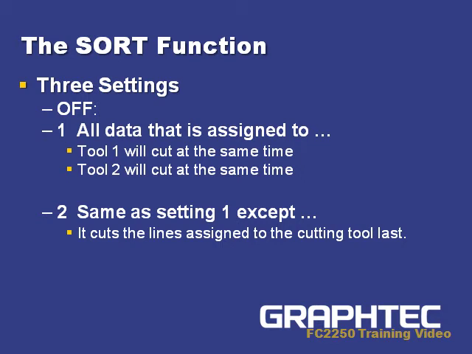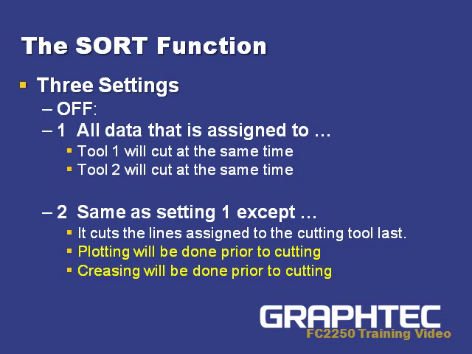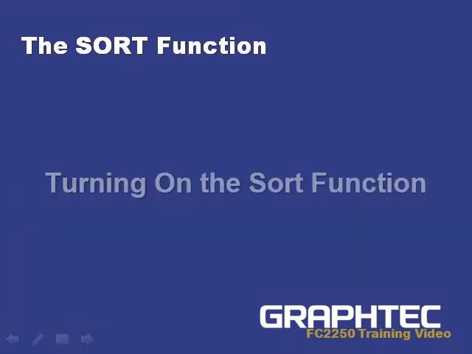So for instance, if you had a pen tool in tool number 1 and a cutting tool in tool number 2, it'll obviously plot everything first and then come back and cut, which is what you want. Same thing with a creasing tool. It will crease everything first and then come back and cut, which of course is what you want. Keep in mind that when you send the data down and it has to sort it, it's going to take some time. So don't be alarmed while it's sorting the data.